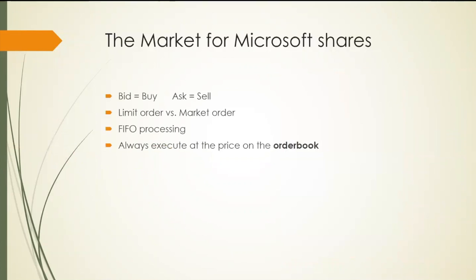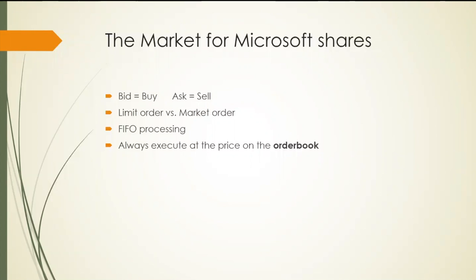Now, the things we saw here are bids and asks. Everything's processed in first in, first out order, right? So if an order comes in on the books for the same price as an order that's already there, you're only gonna trade later, okay? And you always execute everything at the order book price.